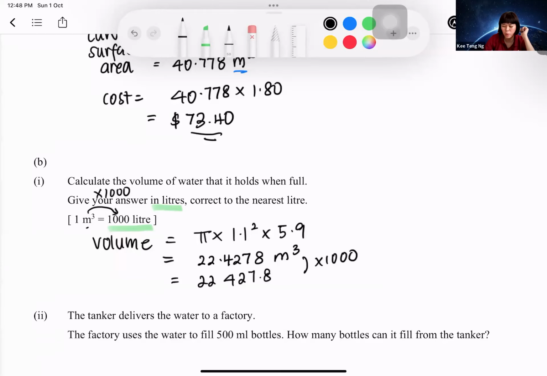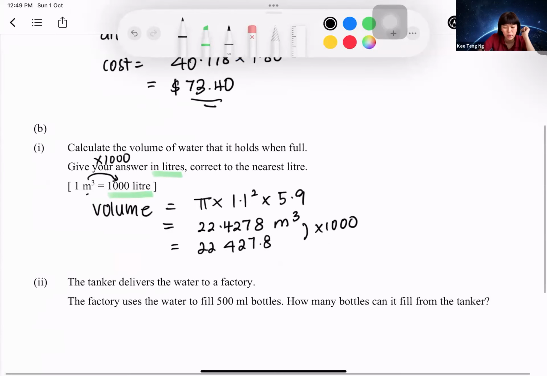7.8. Then they want to correct to the nearest liter, meaning they want the whole number. So in this case, we can round up our number, right? Round up the number. That will be 22428 liters. Have you gotten the concept? Okay.